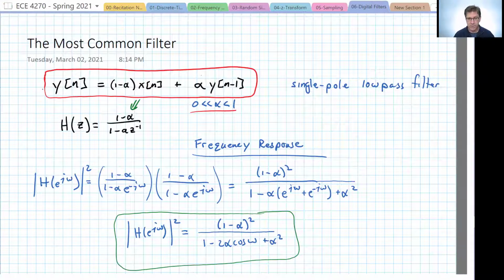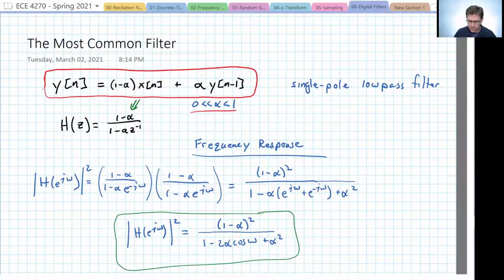And the idea is you just take your input, you multiply it by some fixed value, 1 minus alpha, which typically might be something like 0.1. You add that to alpha times your previous value.